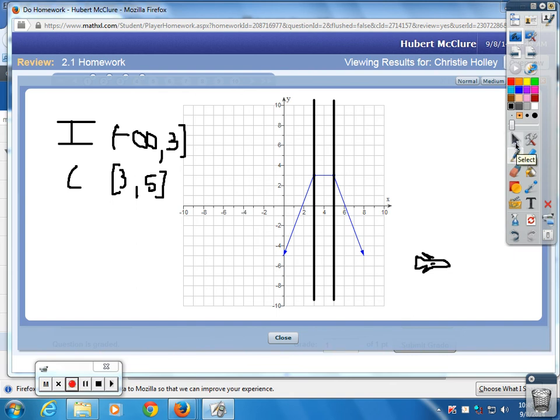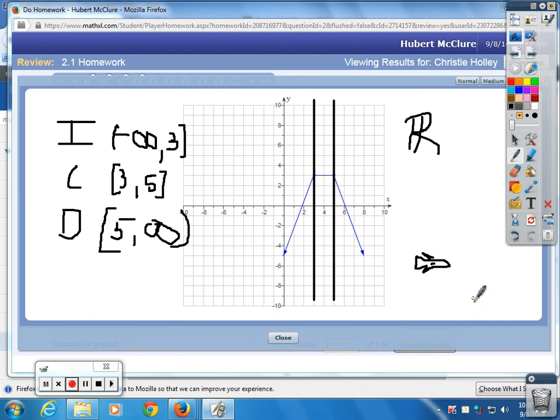And then the last one is decreasing. And decreasing is from 5 to infinity. Now it may ask us the domain and range. Let's go ahead and do that. Domain is what? 90% of the time your domain is going to be what? All real numbers. Negative infinity to positive infinity. I don't care how you write it. That's all real numbers. That's your domain.